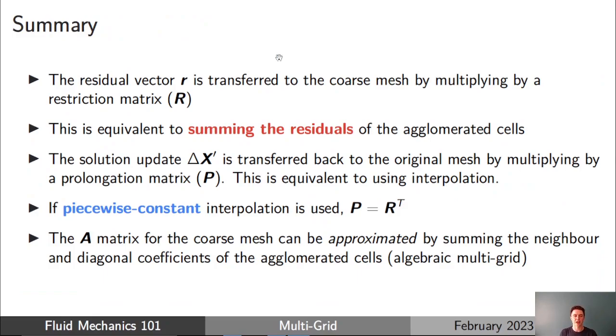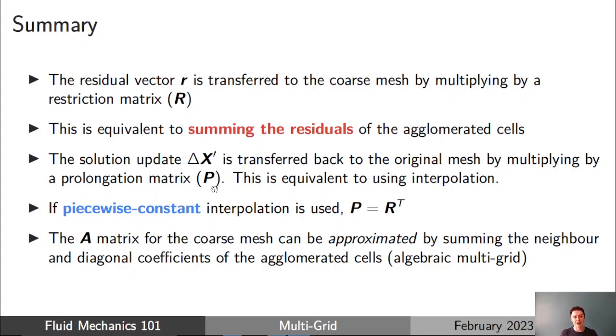So just a quick summary of what we talked about today. We've thought about how the various vectors and matrices can be transferred between levels when we use a multigrid approach, and the method of transferring the residual vector R from the original mesh to the coarse mesh is called restriction, and we carry this out in practice just by formulating that matrix R and then multiplying it by the vector R. And physically this is equivalent to summing the residuals, which we can do because in the finite volume method the matrix equations physically represent conservation over regions of space.